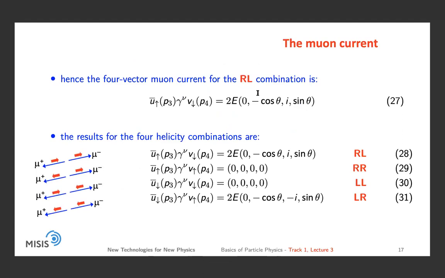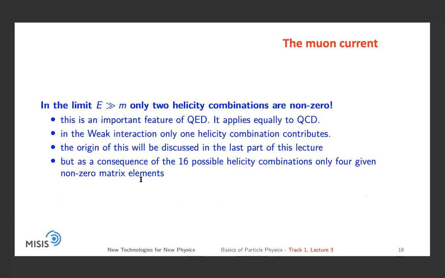Basically, the 4-vector muon current for the right-left combination would look like this. And then we can compute it for each combination. So right-left is this one, right-right and left-left will be 0, left-right again would be this one. So what is important here, what needs to be retained, is that in the ultra-relativistic limit, only 2 helicity combinations will be non-zero. This is an important feature of QED, and it applies equally to QCD as well. In the weak interaction, only 1 helicity combination would remain non-zero. And the origin of this we will discuss a bit later.